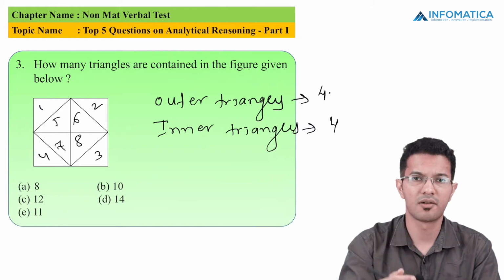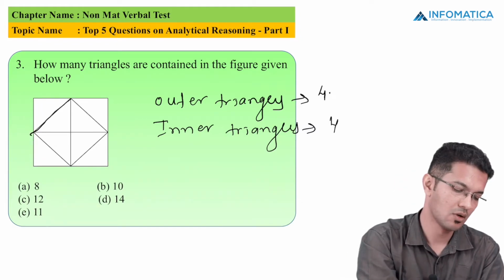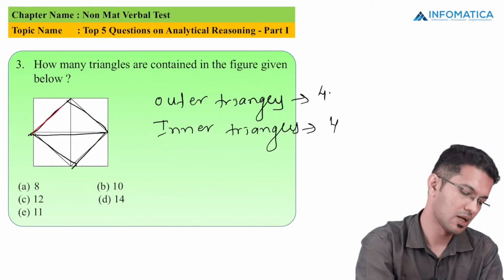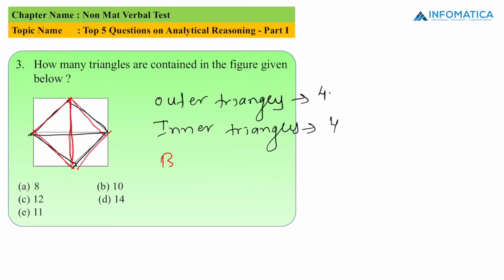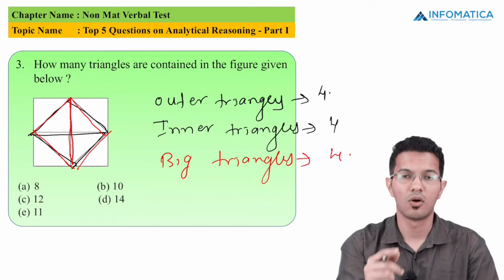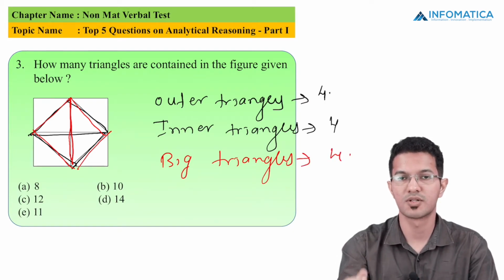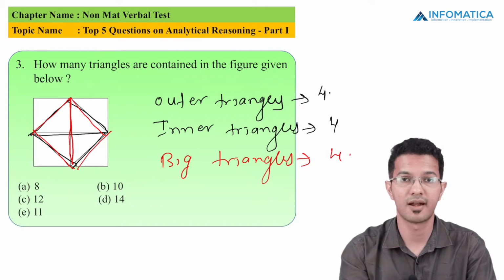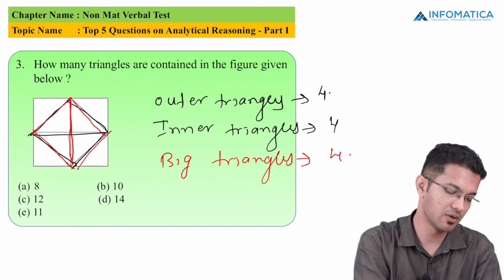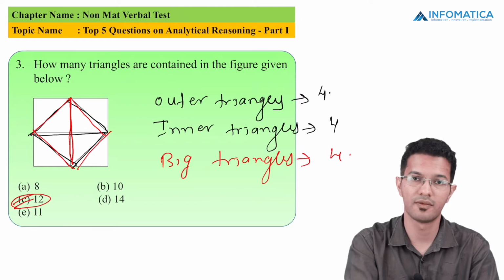Now we go for the bigger triangles. So this is 1, next is number 2, then we have the bigger ones, 3, and then 4. So if we add all the triangles, we get 4 plus 4 plus 4, which is giving us total as 12 triangles. So the answer will be option C, which is 12.